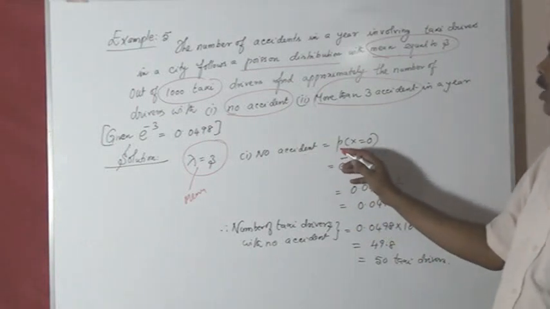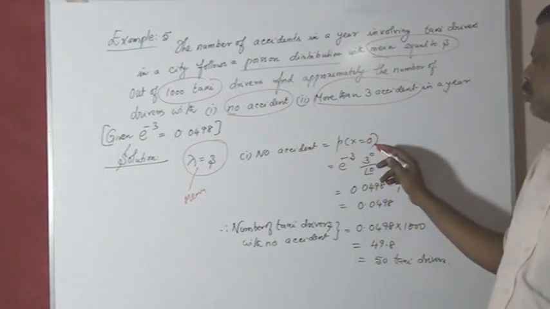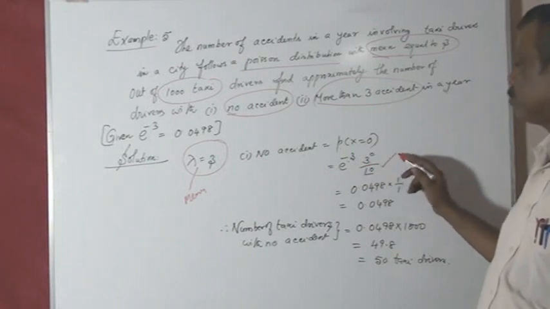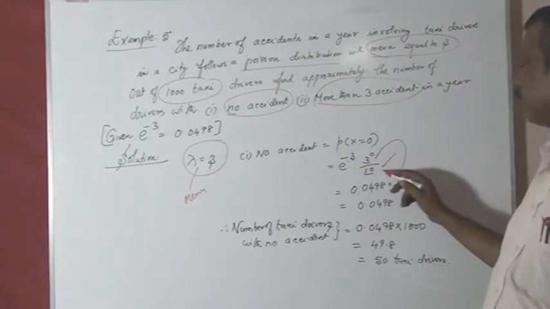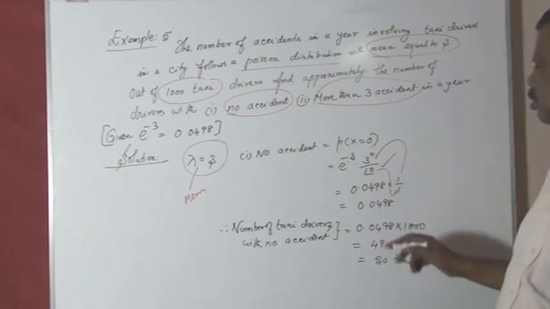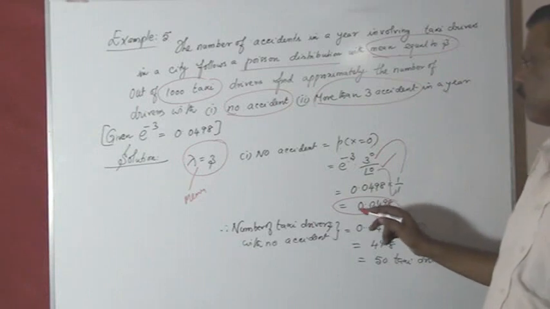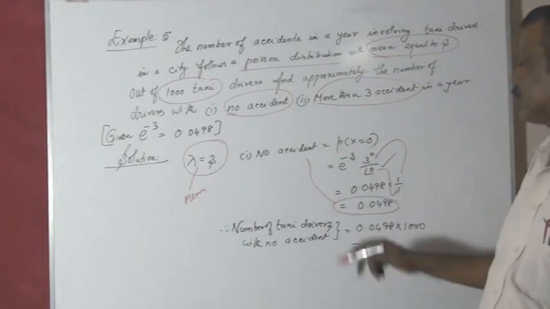So question number 1, no accident. That means probability of x is equal to 0. That is e power minus 3, 3 power 0 by factorial 0. 3 power 0 is 1, factorial 0 is also 1. So we will get 0.0498. So this is the probability for getting no accident.